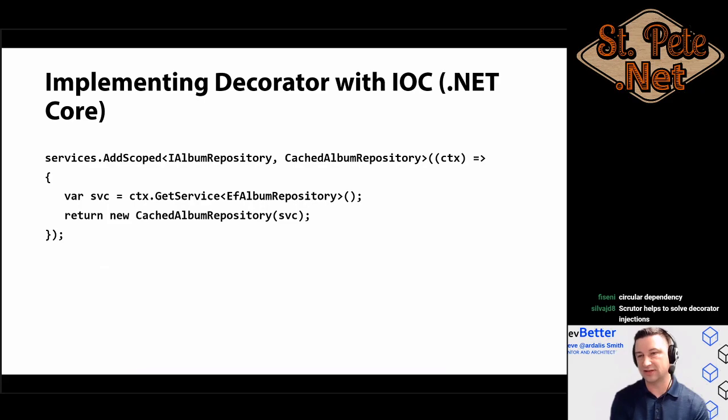Other IOC containers have nicer implementations of this that actually support proxy or decorator natively, like you just use the word proxy or decorator. In this case, you have to kind of do it by hand and say, okay, well, when you go to create this thing, do this to create it. And so I'm going to say, go get me an EF album repository from the context here, and then create a new cached album repository with that, is how you tell it to do that. All right.